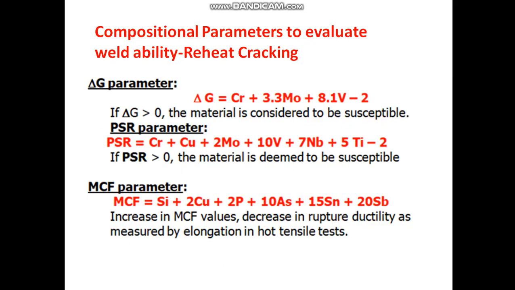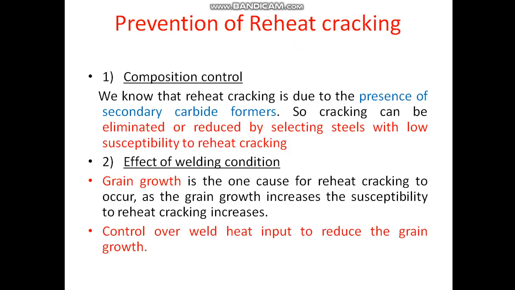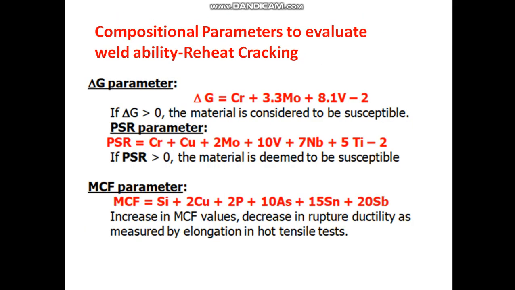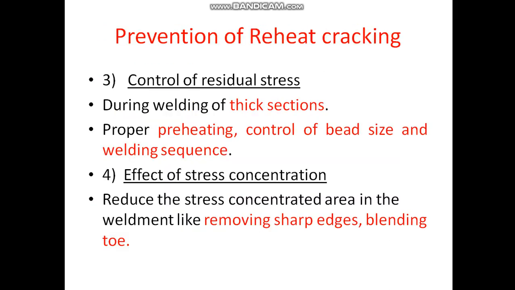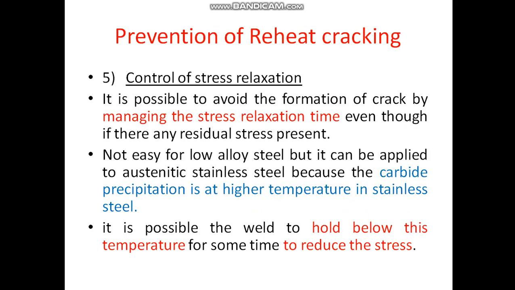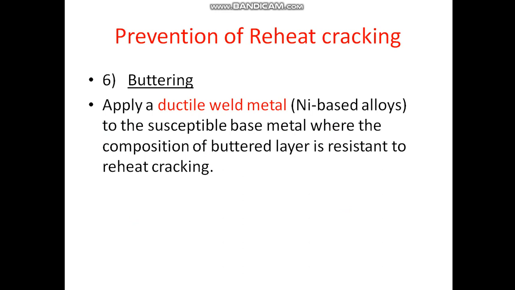So in summary, the techniques are composition control, effect of welding condition, and calculation of compositional parameters to avoid reheat cracking, and control of the residual stresses, effect of stress concentration, control of the stress relaxation, and buttering. These are the techniques one can use to get rid of the reheat cracking problem.